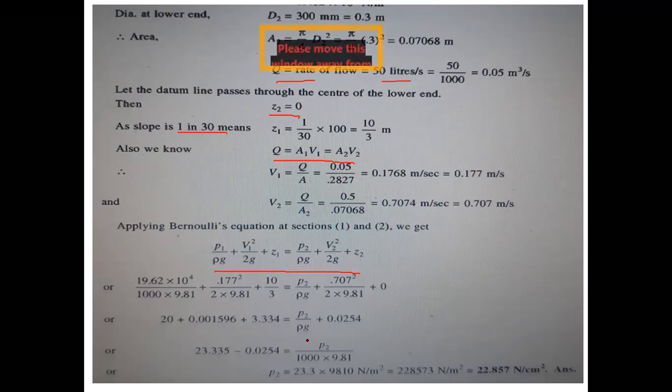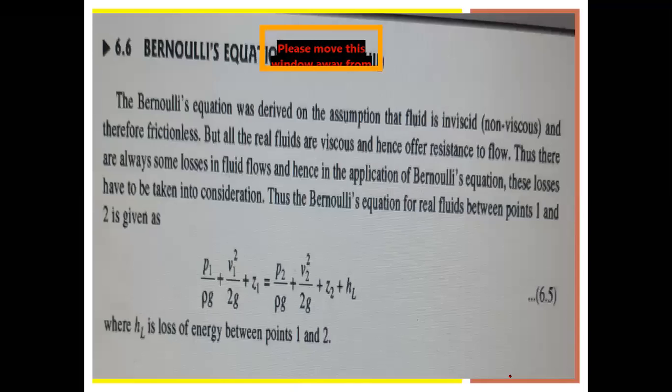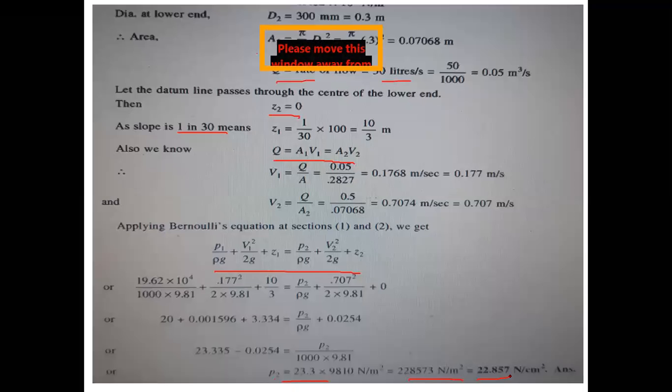Rho we know is 1000, g we know is 9.81. So P2 is equal to this one. So finally we have got the pressure at level 2. So with this we'll stop the class. The time is very short. So I hope you understand these topics, right?